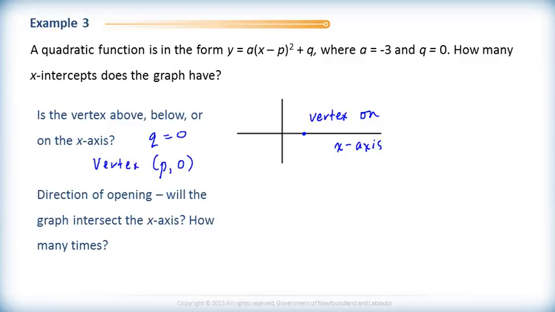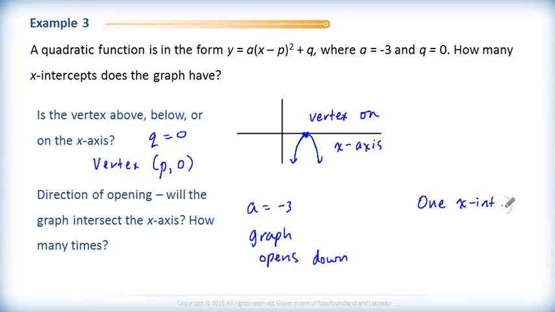Now, for the direction of opening, we're told a equals -3, and the graph opens down. But in this case, it doesn't matter if it opens up or down, because if the vertex is on the x-axis, there can only be one x-intercept. That's all we can have. That concludes the examples.